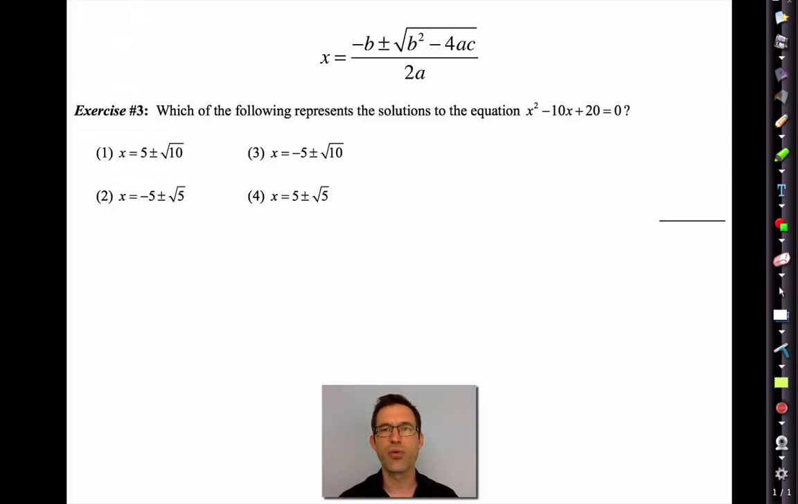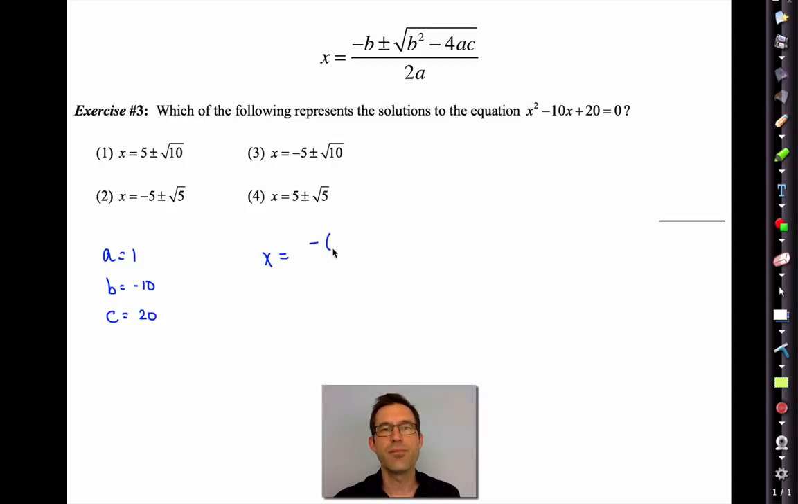Okay, let's go through it. Again, first things first, let's identify A, B, and C. A is again 1 in this problem. B is again negative, and it's negative 10. And C is 20. All right, so let's do it.